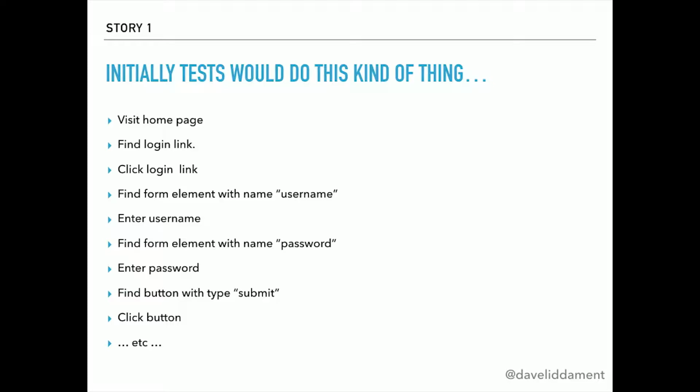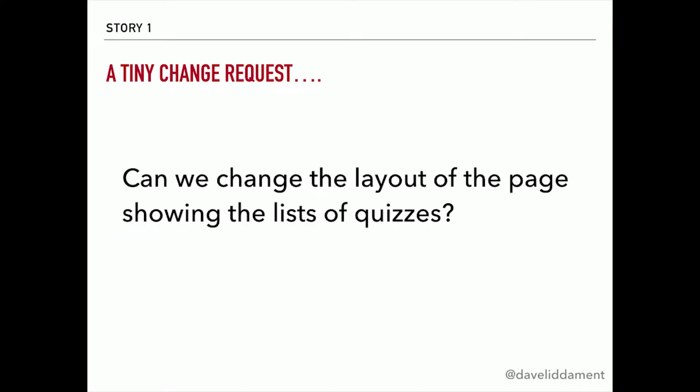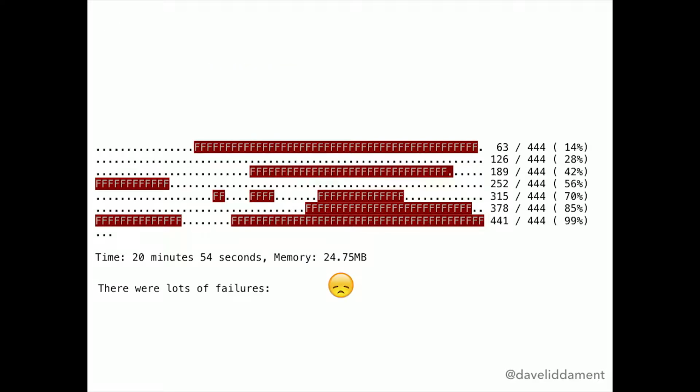There are quite a few problems with this. First of all, just reading through this, it's not really obvious what we're testing. We're just interacting with our user interface. And also, these tests would be quite fragile. So what if somebody came along and said, I just want to make this tiny change, I just want to change something about the layout of the page that lists all the quizzes? You make that change, and then we're in the situation where all of the tests fail again.